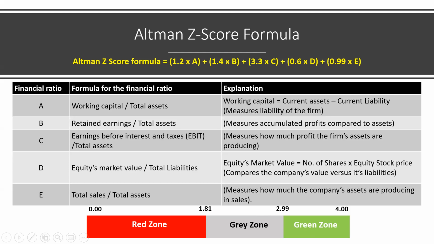If the value starts from 3 up to 4, then the company is in the safe zone, which is the green zone. You can be more confident about your supplier that in the near future, which is around 2 years, the company, your vendor partner, is not going to go bankrupt.